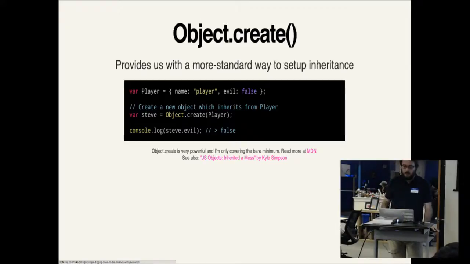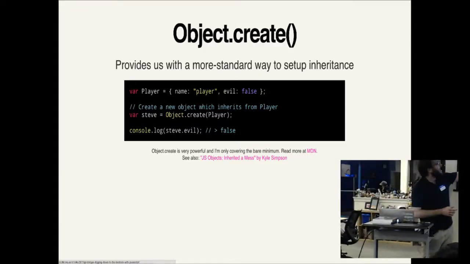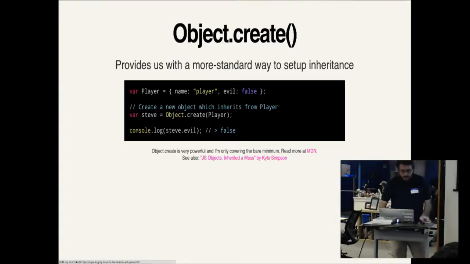So proto is a bit weird to manipulate. So there's a new way to create objects called object.create. I'm just going to go through this example here. We're going to have a player object with these 2 properties, name and evil. And then this line is where it gets interesting, where we create our new Steve object. We use object.create, and we pass in this object, saying, hey, I want Steve to use this object I'm passing in as its prototype.